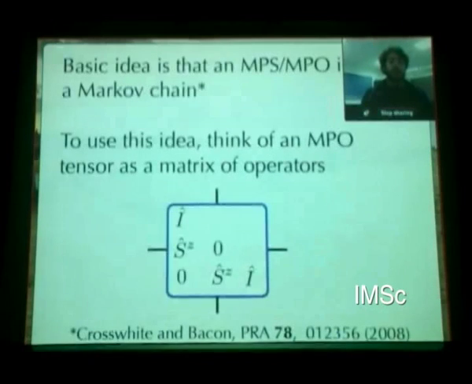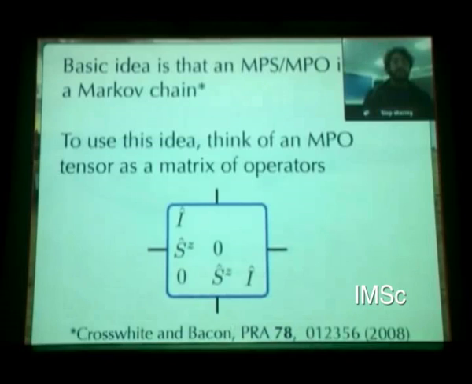But actually, I wanted to spend most of the time talking about how you can construct these Hamiltonians. Thinking in the case of, for instance, 1D Hamiltonians, but you can also do this for 2D Hamiltonians. The basic idea is that you want to look internally at the structure of one of these matrix product operators. And the thing we're going to exploit is that you can think of a matrix product operator as actually a Markov chain, which I don't have too much time to get into, but we'll see some of it. This is explained in a paper by Crosswhite and Bacon, 2008. And we'll see what this means in some examples in a minute.